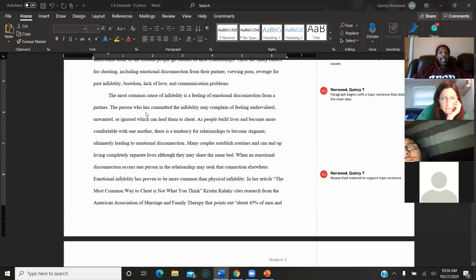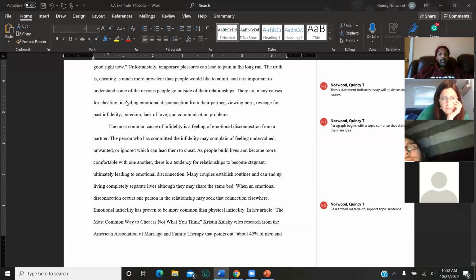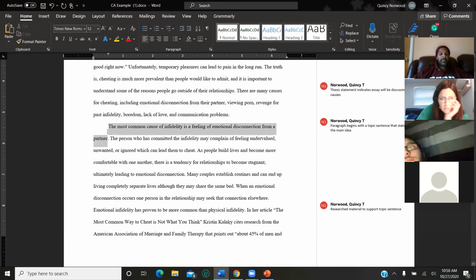The most common cause of infidelity is a feeling of emotional disconnect from a partner. Okay, thesis statement, first item: emotional disconnection. First body paragraph: emotional disconnection. Here's our topic sentence, or here's the point, if we're using the PIE method. And then let's see if this student provided relevant supporting details. The person who committed the infidelity may complain of feeling undervalued, unwanted, or ignored, which can lead them to cheat.